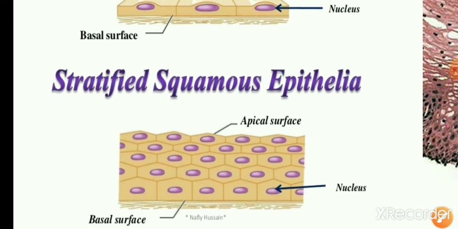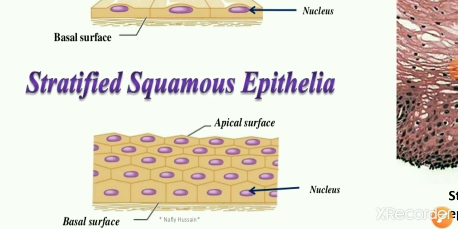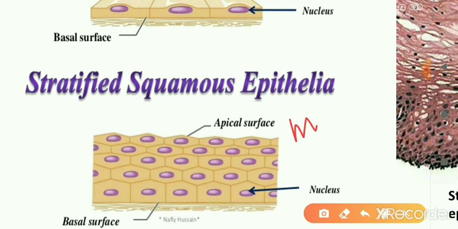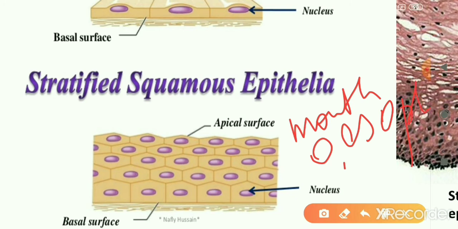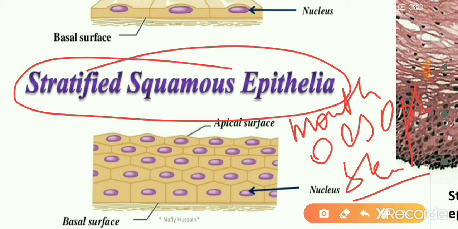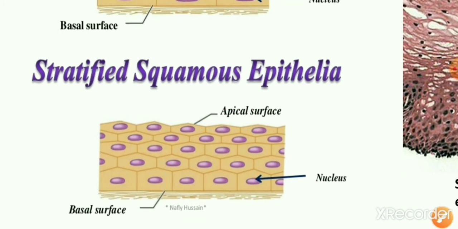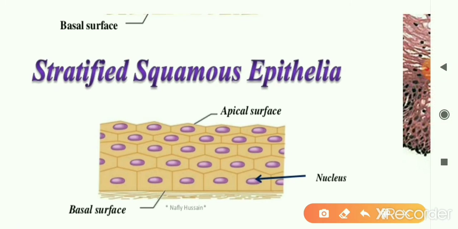Now the lining of the mouth cavity, the esophagus, and your skin is made up of stratified squamous epithelium. It is the same epithelial tissue, but it is multi-layered. The cells are multi-layered. So the epithelial tissue in the skin or the lining of the mouth cavity or the esophagus is multi-layered. It is called the stratified squamous epithelium.